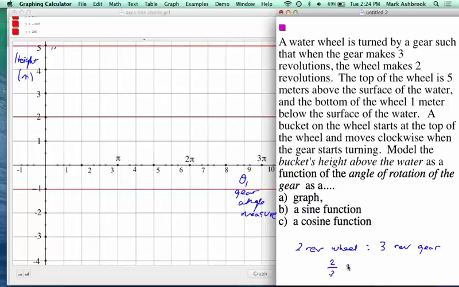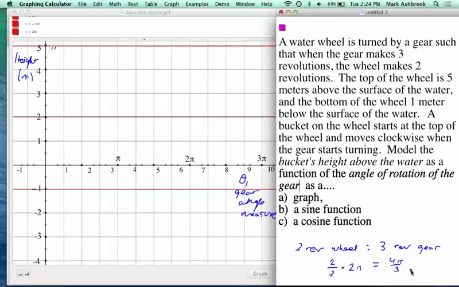Yeah, Faisal. Don't just multiply 2/3 by 2 pi. Times 2 pi. Is that right? So we get 4 pi over 3. Is that less or greater than 2 pi? That's less than 2 pi, meaning the wheel makes its full period before the gear does. Is it right? So if the period of the gear is 2 pi, then the wheel is going to make it around before the gear does. Is it right?